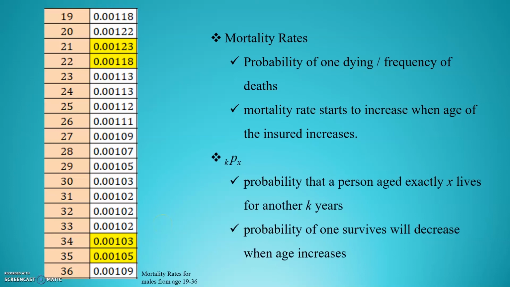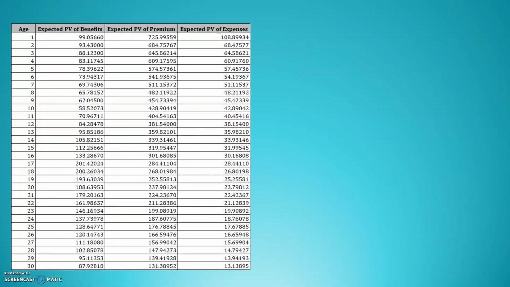Moving on, the KPX is the probability that a person aged exactly X lives for another K years. As mentioned previously, one is exposed to more risk as age increases. Conversely, the probability of one surviving will decrease when age increases. Next, we will look at this table.